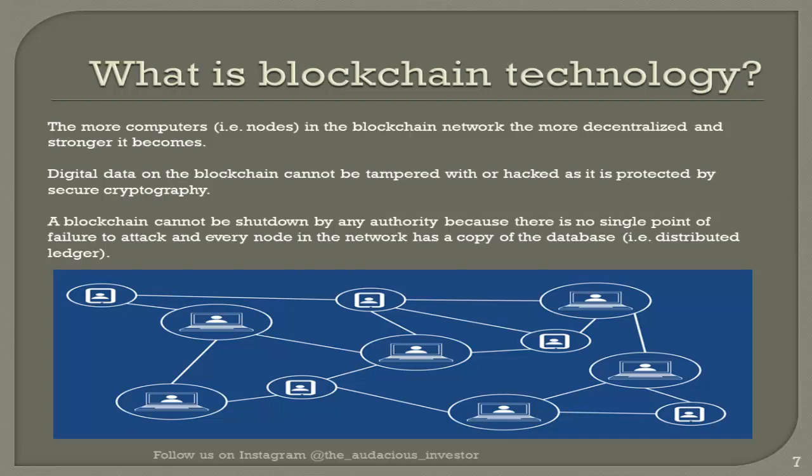That is because there is no single point of failure to attack, and every node in the network has a copy of the database, a distributed ledger. And just compare that now with banks that have a centralized system and ledger. They can be shut down, or their centralized system can be attacked, because it's just one point of failure.